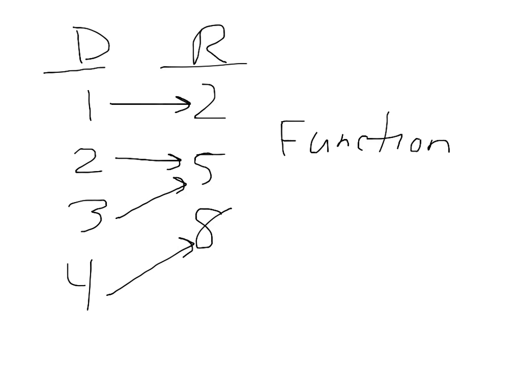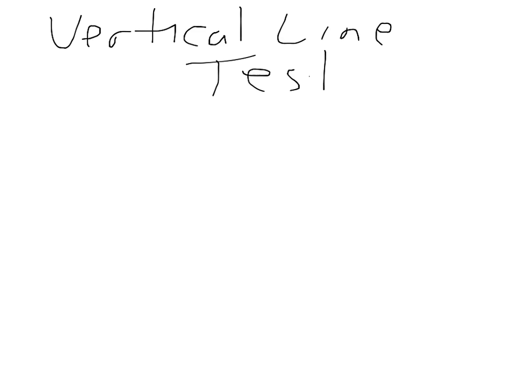But the y's can come from two different areas. That is a possibility. Another way that we can determine if you have a function is what we call the vertical line test. In here, what we do is we look at a graph.